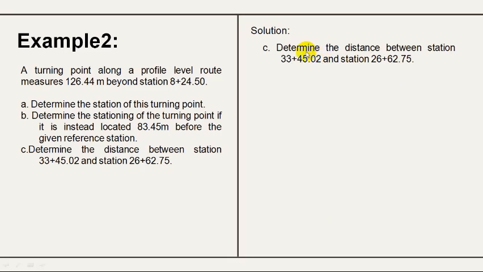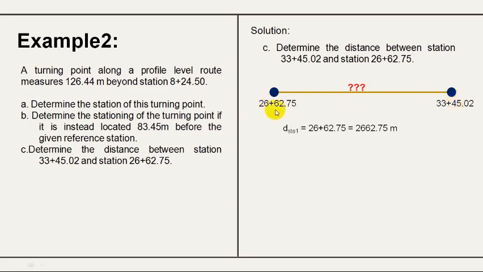And lastly, we need to determine the distance between two stations: station 33 plus 45.02 and station 26 plus 62.75. So we have these two stations. One station is 26 plus 62.75 and the other station is 33 plus 45.02. What we need to determine is the distance between these two stations.